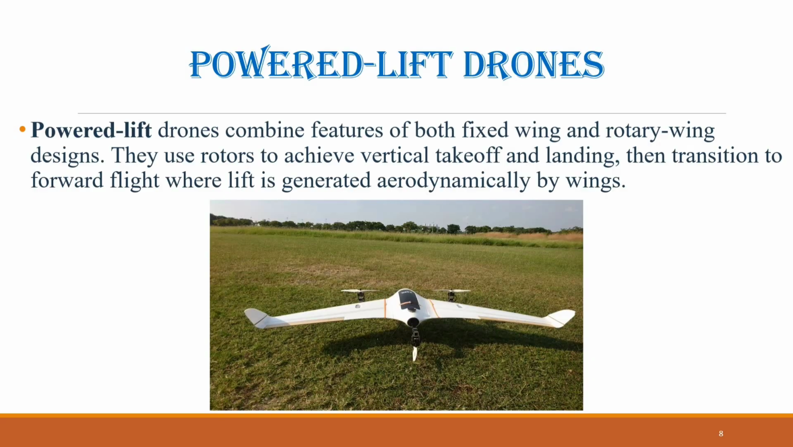There are several variations of this design, including tilt-rotor and tilt-wing configurations. In tilt-rotor systems, the rotors themselves rotate to shift from vertical to horizontal thrust. In tilt-wing systems, the entire wing rotates along with the rotors during the transition. Both designs are sometimes referred to as convertiplanes because they change configuration during flight.